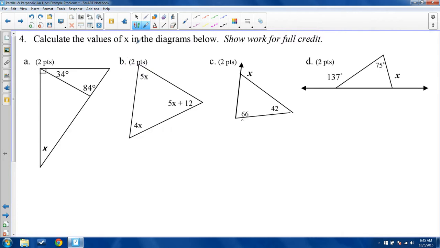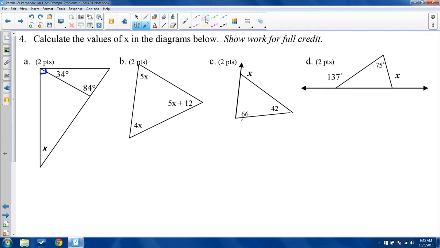Okay, number 4, calculate the values of x in the diagrams below. Show work for full credit. So the first thing that I'm going to note here is that this is a right angle. I want to make sure that we know that this whole thing's 90 degrees. That being said, there are a lot of different ways we can go about this problem as well, but let me just go through 2 of them.